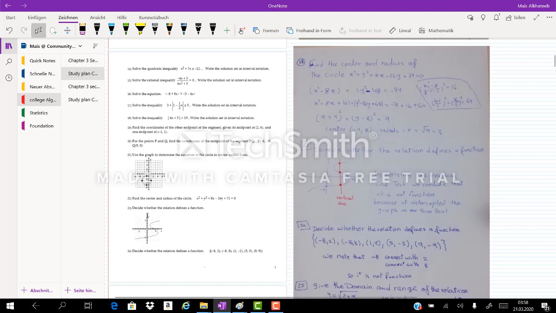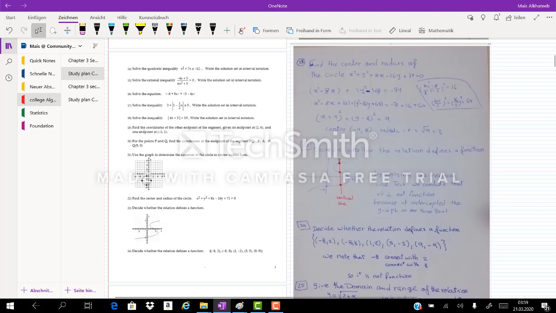I answer now this question 22. What about question 23, which said decide whether the relation defines a function or not? I have here a relation, which is in blue. This is a graph. Usually I have to use the vertical line test. If the vertical line intersects the graph in only one point, then it's a function.